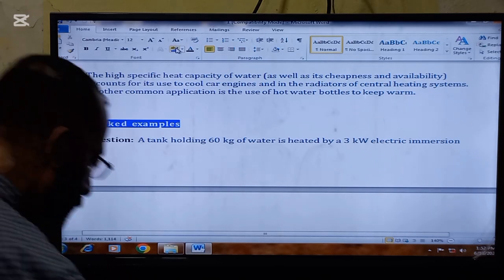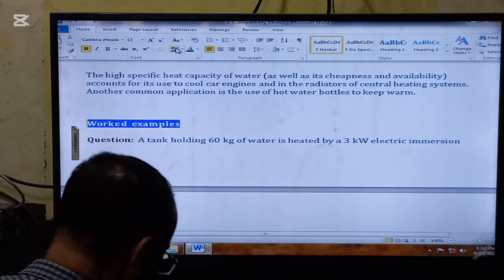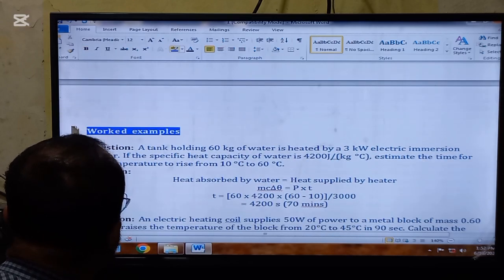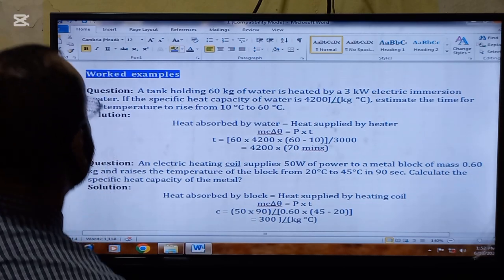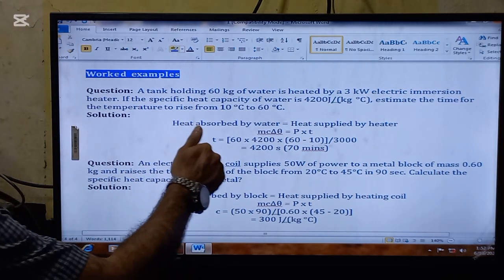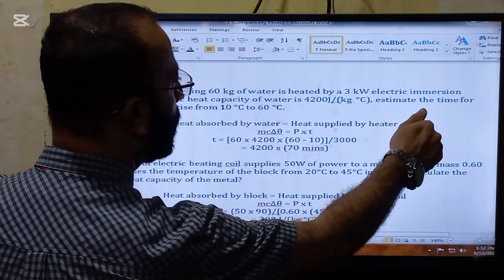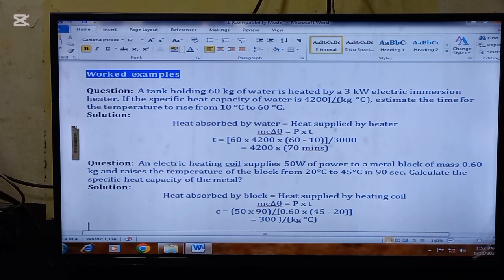Okay, now we are going to read some worked examples of specific heat capacity. So look now, a tank holding 60 kg of water is heated by a 3 kilowatt electric immersion heater.